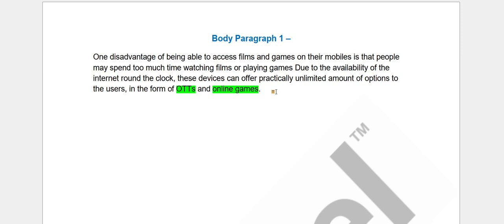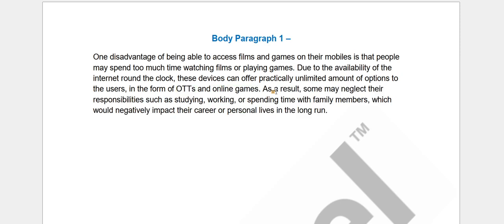Okay, online games. Now we're going to tell them, okay, that may be the case. What's the negative in that? As a result, some may neglect their responsibilities such as studying, working, or spending time with family members, which would negatively impact their career or personal lives in the long run. So we are saying, yeah, they can do this.